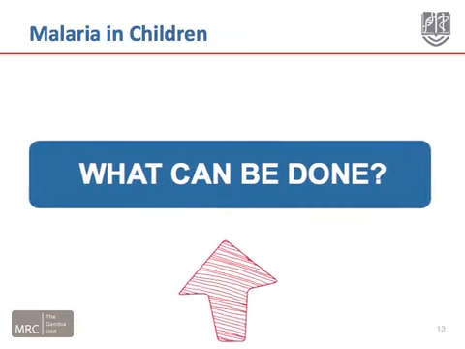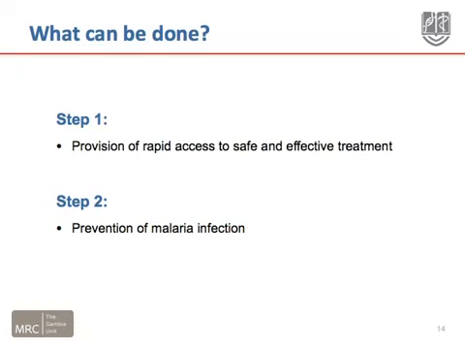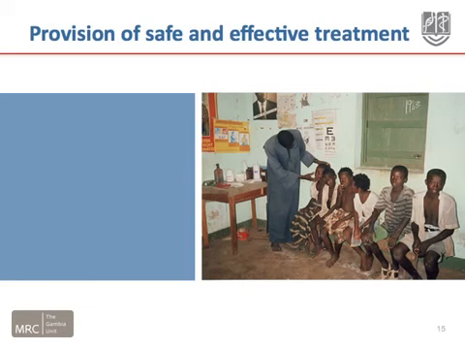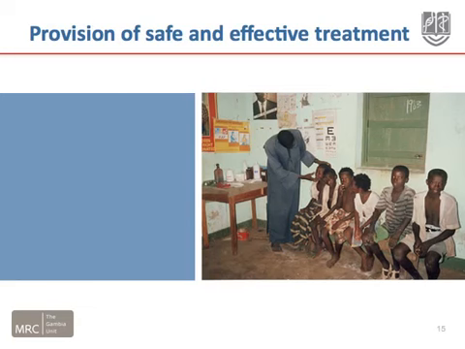So what can we do? The first step is to ensure rapid access to safe and effective treatment in a child with malaria. Secondly, try and prevent malaria infection. Provision of safe and effective treatment.